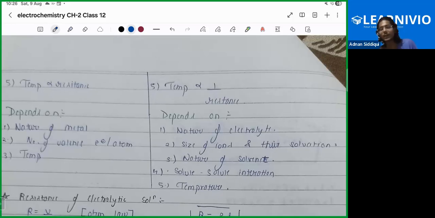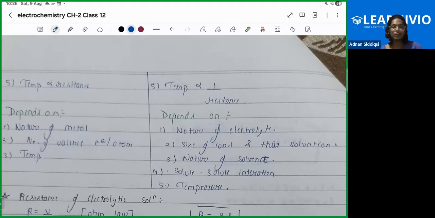But for your electrolytic, it is inversely proportional because it is in aqueous state. If you are increasing the temperature, the ions are going to move away. If the solvent molecules are moving away, they are creating some space for your ions to travel freely. If they are traveling freely, they are easily able to conduct electricity. Is it clear? Yes, sir.